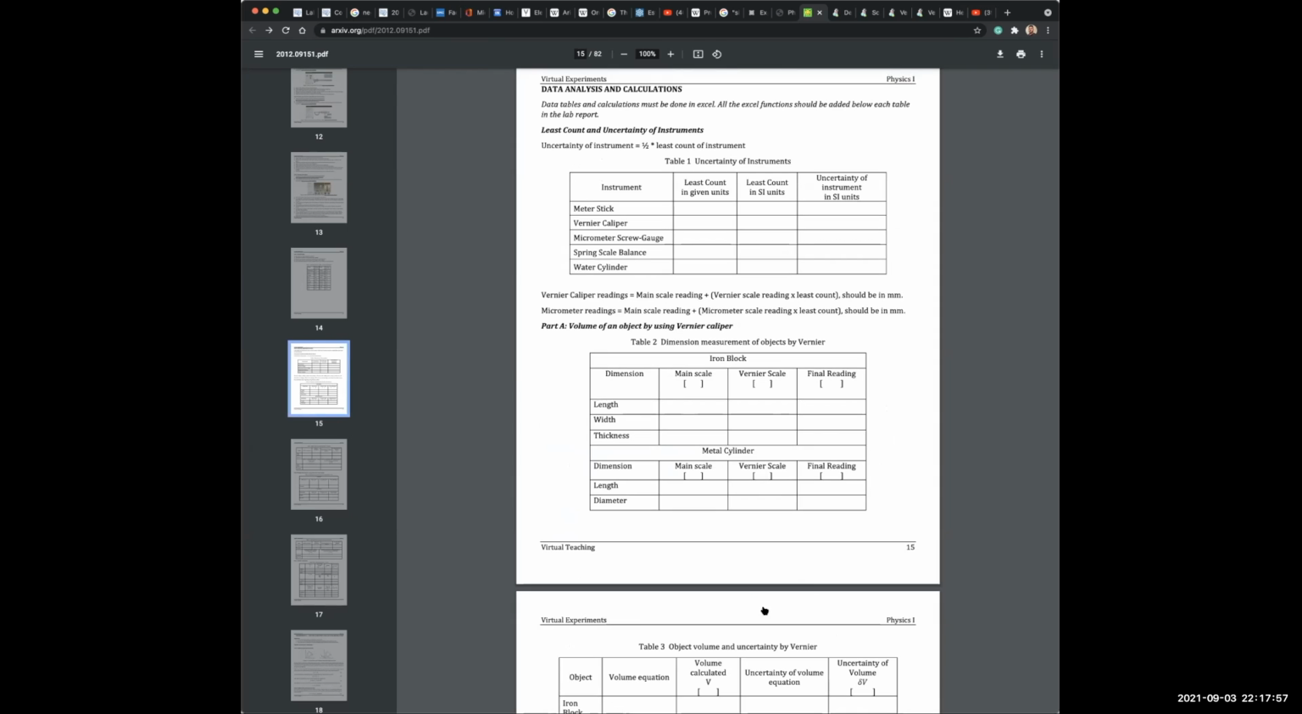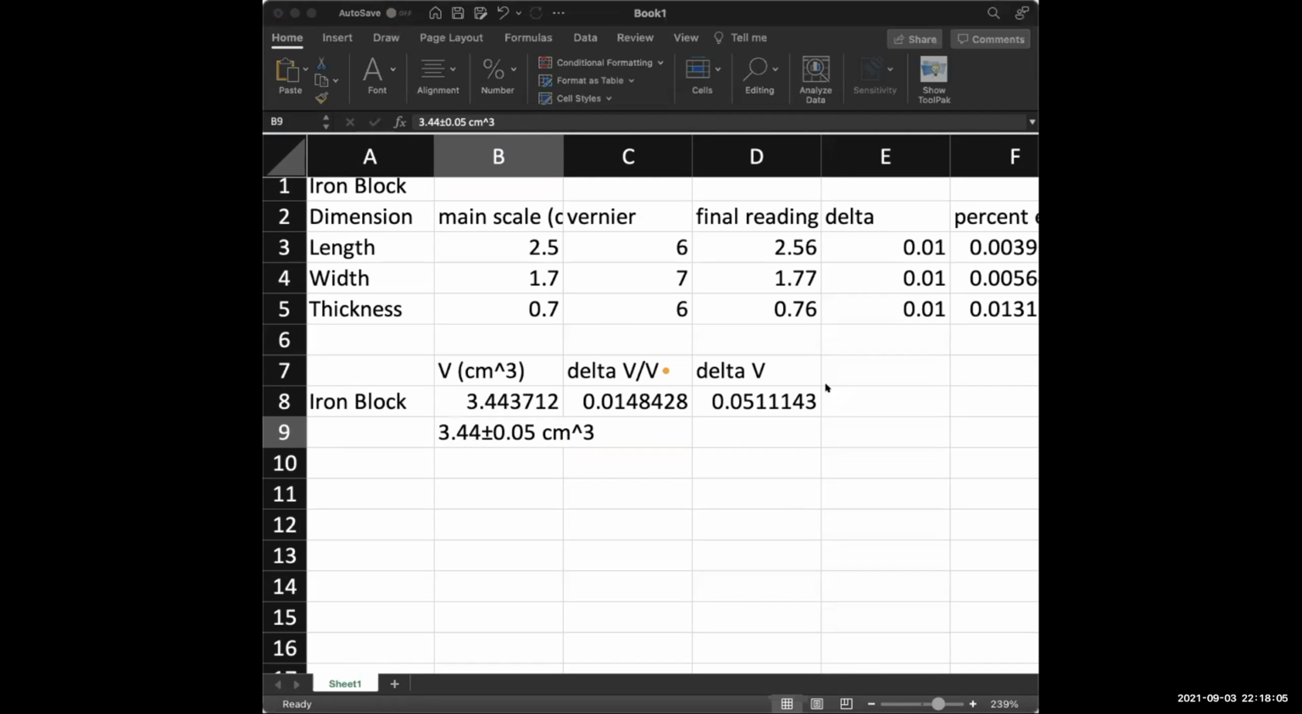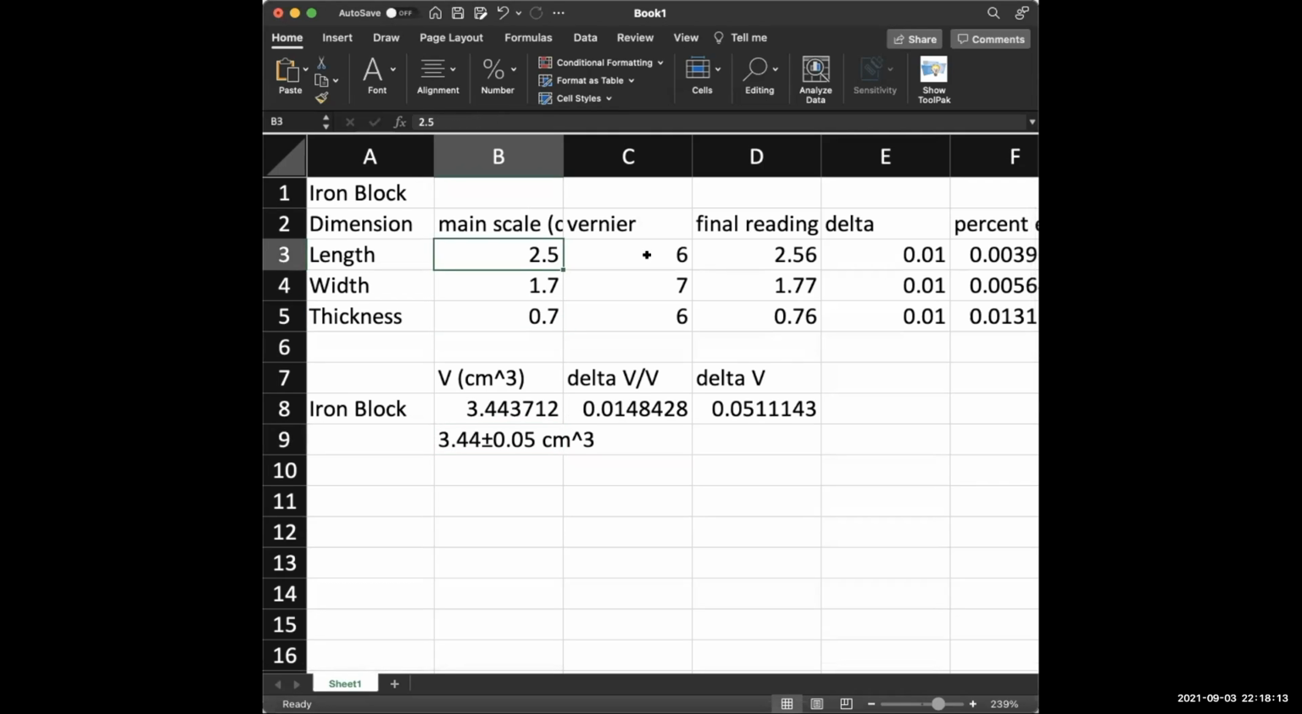Let me show you what the Excel sheet would look like. Like this. So let's say for the first one, you measured the length being 1, and then the vernier part of the iron block being 6. You have this right here. Fill this out like this. Yeah, you can do that too, Addy. The only thing on the tablet is that you've got to make sure you also answer these pre-lab questions too.